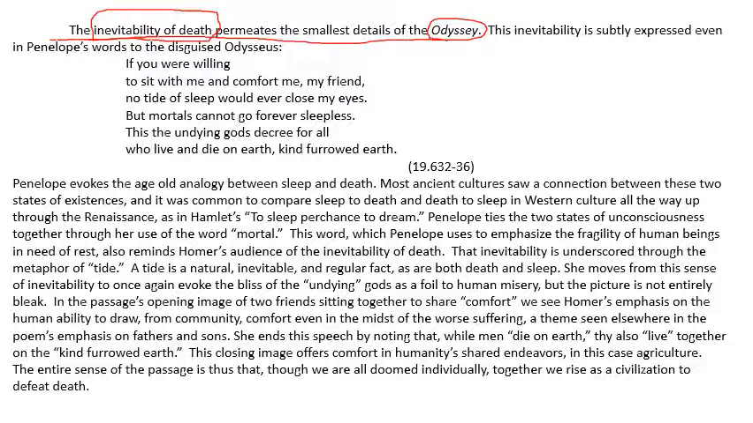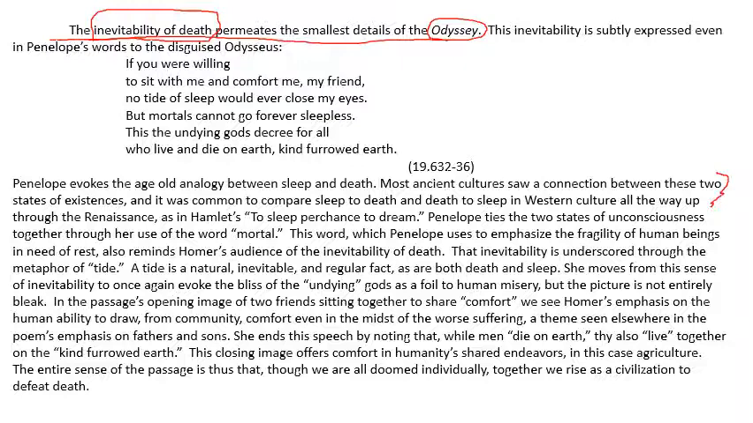Penelope evokes the age-old analogy between sleep and death. Most ancient cultures saw a connection between these two states of existence, and it was common to compare sleep to death and death to sleep in Western culture all the way up through the Renaissance, as in Hamlet's "to sleep, perchance to dream." Right? So that's a generalization based on the author's reading. Even better might be if there was a source for that, if they've done some research on that connection, but it's fine the way it is. It's true.